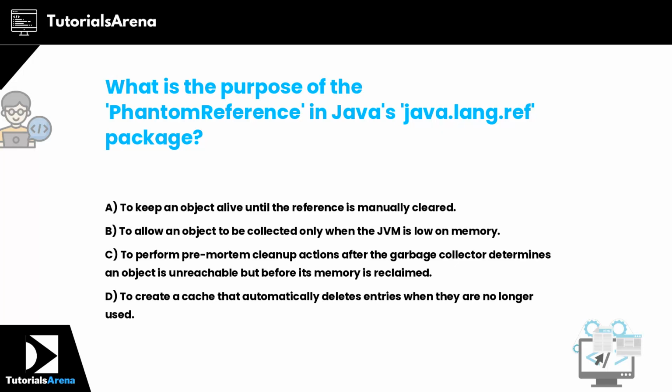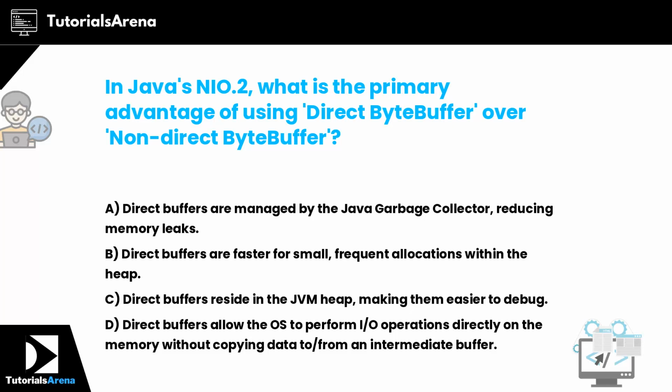What is the purpose of the phantom reference in Java's java.lang.ref package? Answer is C. To perform pre-mortem cleanup actions after the garbage collector determines an object is unreachable, but before its memory is reclaimed. In Java's NIO.2, what is the primary advantage of using direct ByteBuffer over non-direct ByteBuffer?